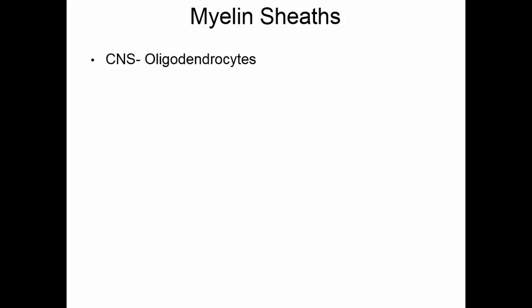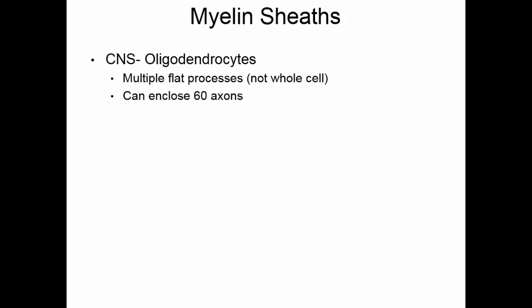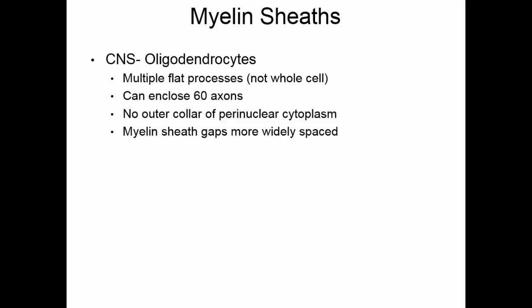In the central nervous system, it's the oligodendrocytes that are responsible for the myelin sheath. They send out multiple flat processes, not the whole cell, just some of their cell membrane. One oligodendrocyte can wrap as many as 60 axons. This means that there is no outer collar of perinuclear cytoplasm or organelles. There are also more widely spaced gaps in the myelin sheath in the central nervous system.